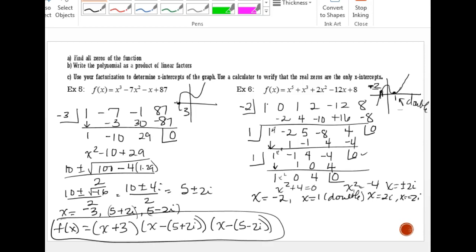Okay? So to write this as a factorization, I'm going to try to squeeze this in really small. I'm going to do x plus 2, x minus 1 squared because it's a double, and then x minus 2i and x plus 2i. Okay? So there it is as a factorization of the whole.